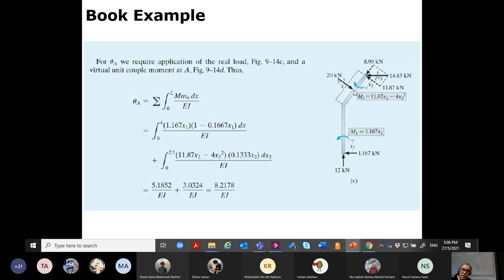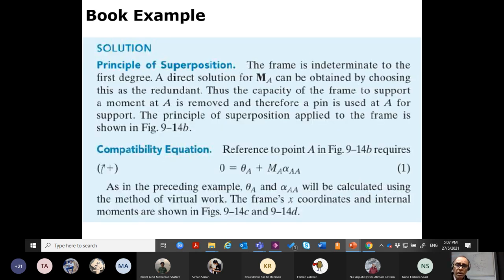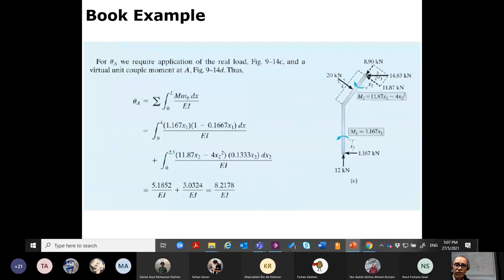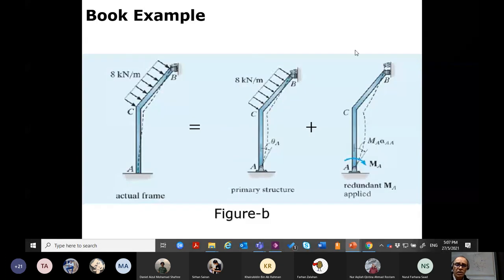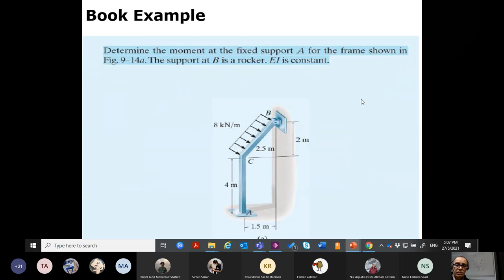It is 1.25 from here and 1.25 from here. So that is the gradient, or the angle. Why is it 3, 4 and 5? Because you can double this. So this triangle is 1.5.